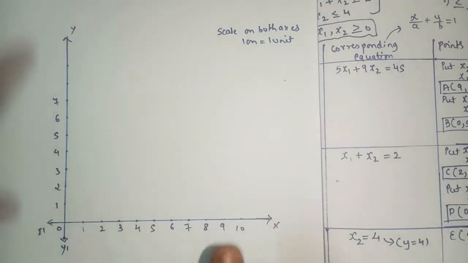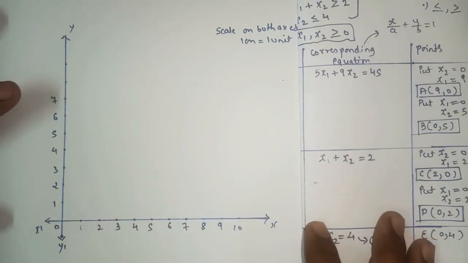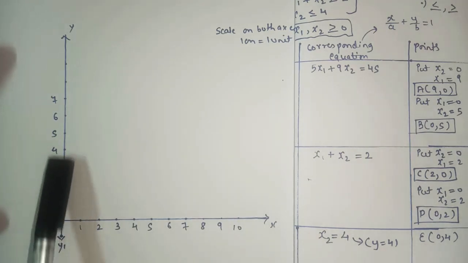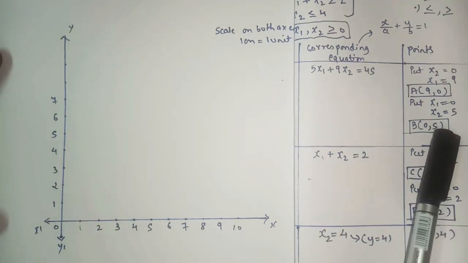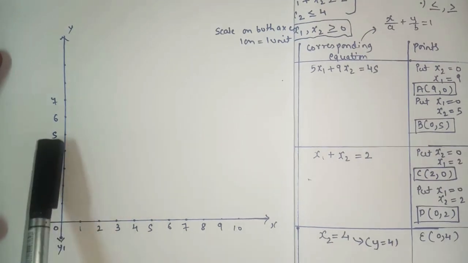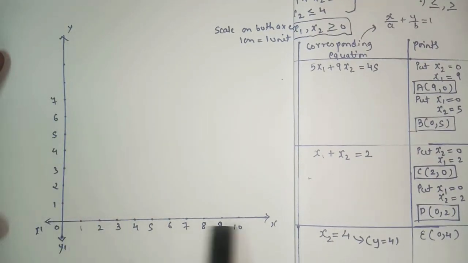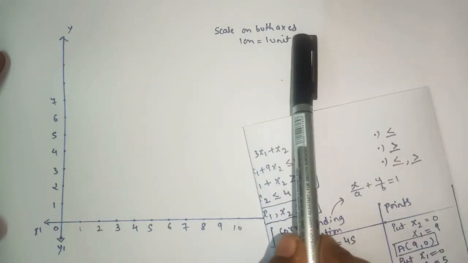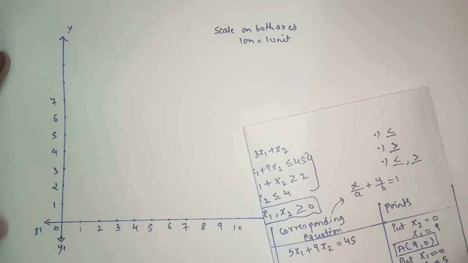Okay, so now we'll plot the points. As here clearly we can see that we have single digits, and for the x coordinate the highest value is 9, and for y it is 5. So on the x-axis we'll take till 9 or 10. On the y-axis, as here we have 5 as the bigger number, you can take till 6 or 7. So this is x and this is y. So we can write the scale on both the axes as 1 centimeter equals 1 unit.